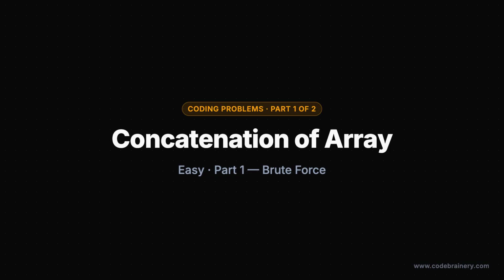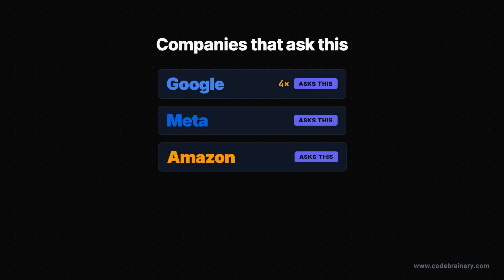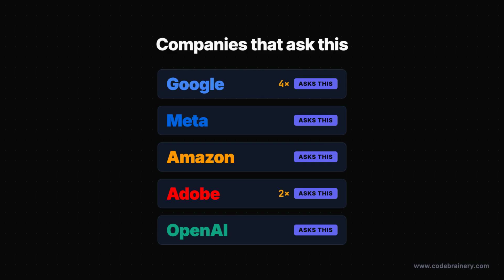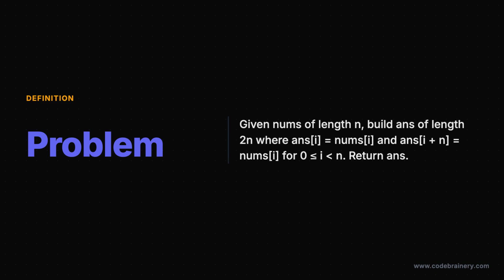The brute force. Companies that actually ask this: Google, 4 times on record. Meta, Amazon, Adobe, OpenAI, all on record too. This is a real interview warm-up, not a toy problem. Here's the problem. You're given an array of integers. Your job is to build a new array that's twice as long, where the first half copies the original, and the second half copies it again. 2 copies, side by side, in one output.